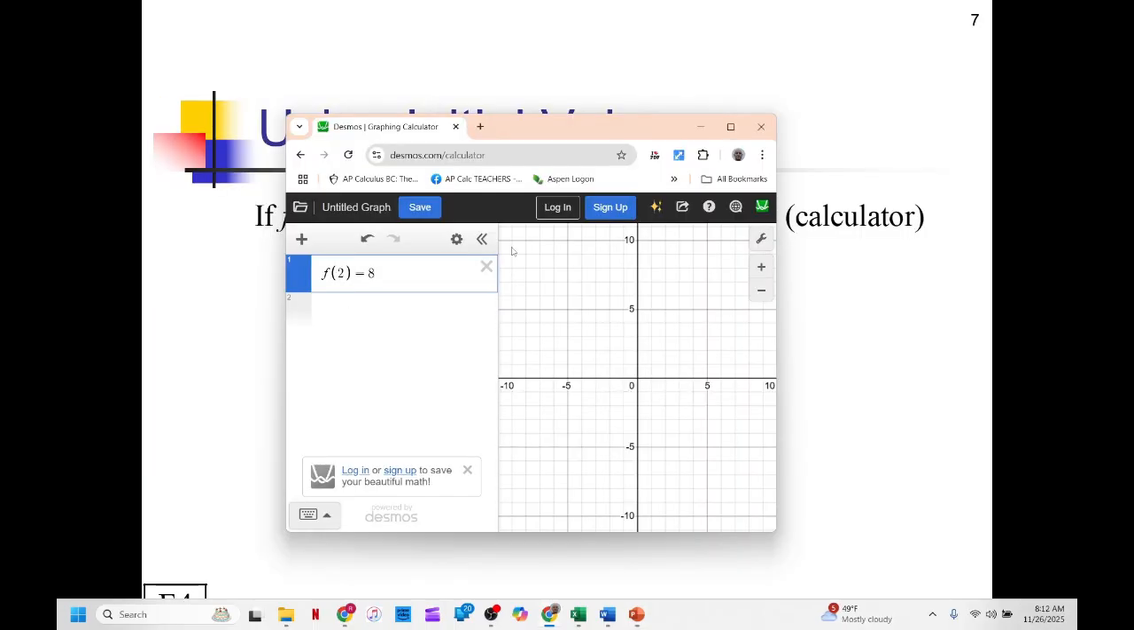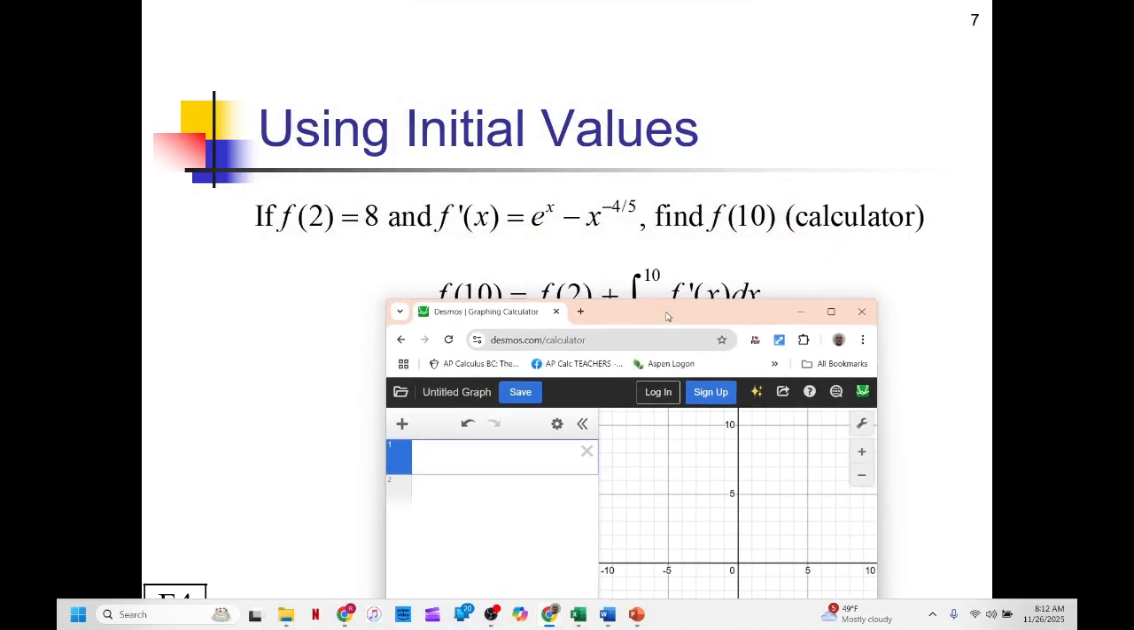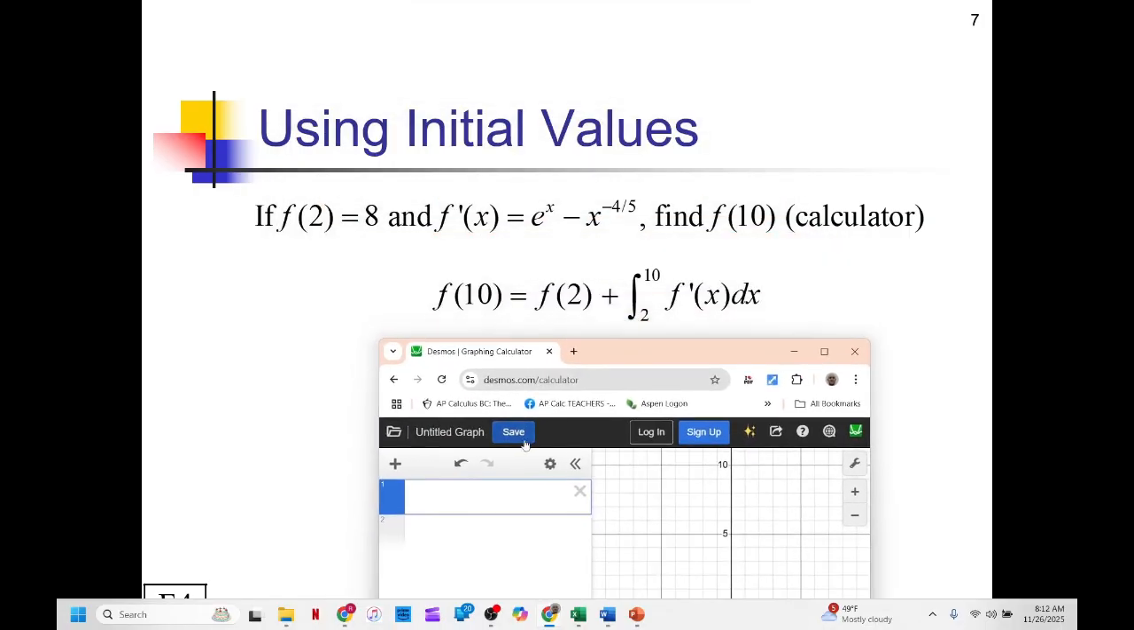So let's go to Desmos, and in order to actually enter this so that it works correctly, first off, if you try doing something like f of 2 equals 8, it doesn't actually work. So don't do that. Actually use the value of 8 where you have f of 2 here.